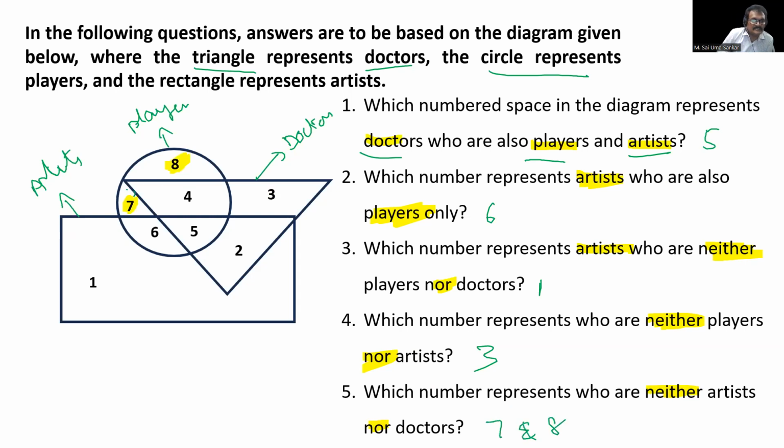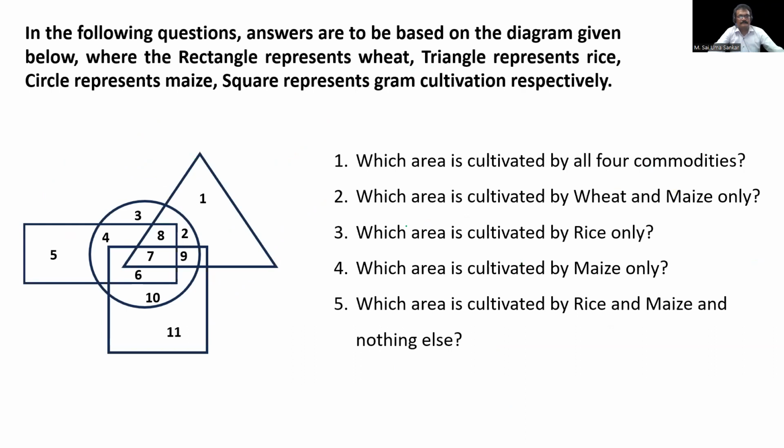Why? Because this 7 represents only circle, this 8 also represents only circle. So what is the answer? Answer is 7 and 8. Next example. In the following questions, answers are to be based on the diagram given below, where the rectangle represents wheat.